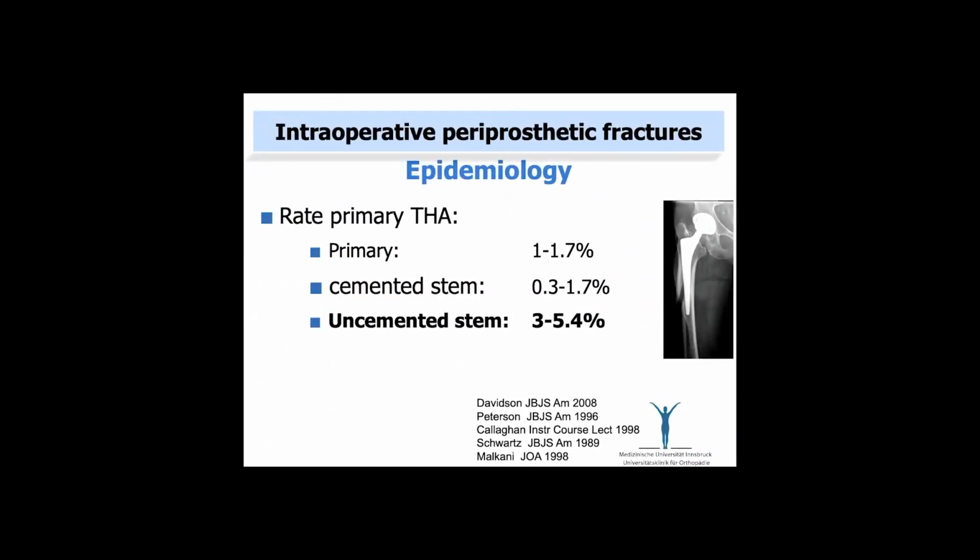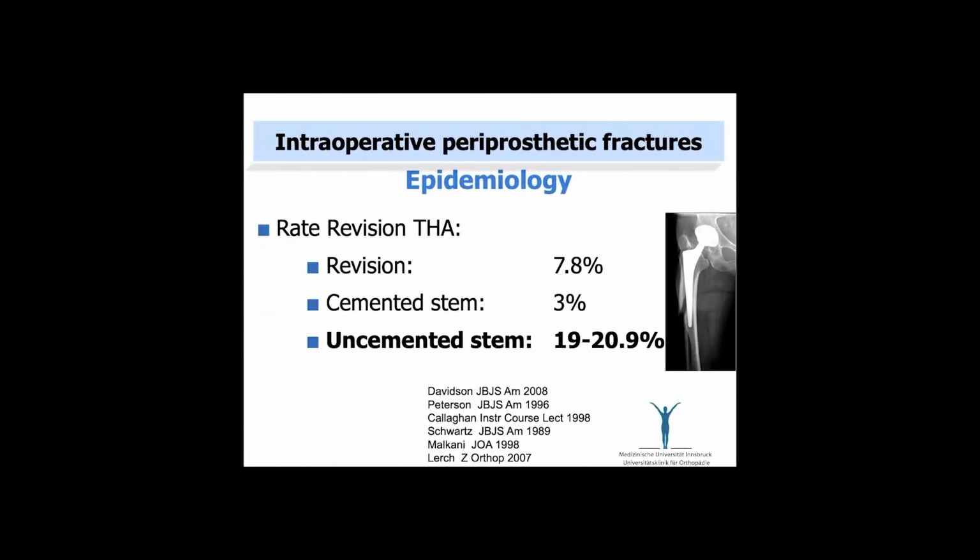Of course, when we think about osteoporosis, we also have to think about intraoperative periprosthetic fracture. And we all know that the rate of intraoperative periprosthetic fractures is higher than estimated. So it is reported in literature. Of course, I know that everybody in the audience has lower percentages, but in primary it's reported between 1 and 1.7%. With cemented stems, it's drastically lower, between 0.3 and 1.7%, whereas in uncemented stems it varies between 3 and 5.4%.